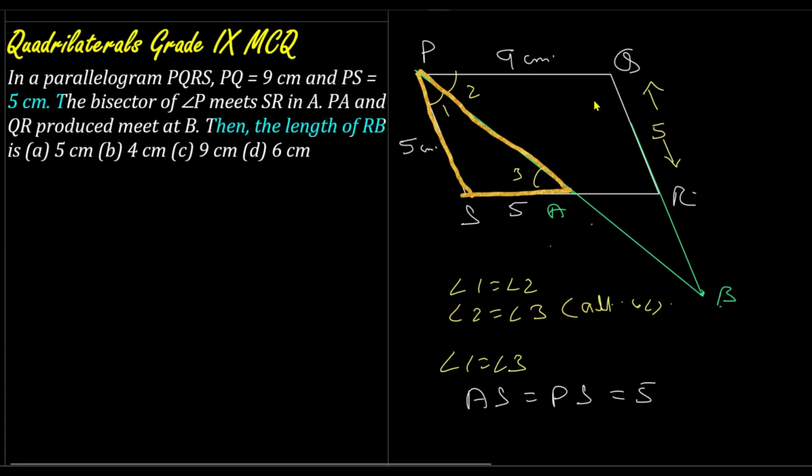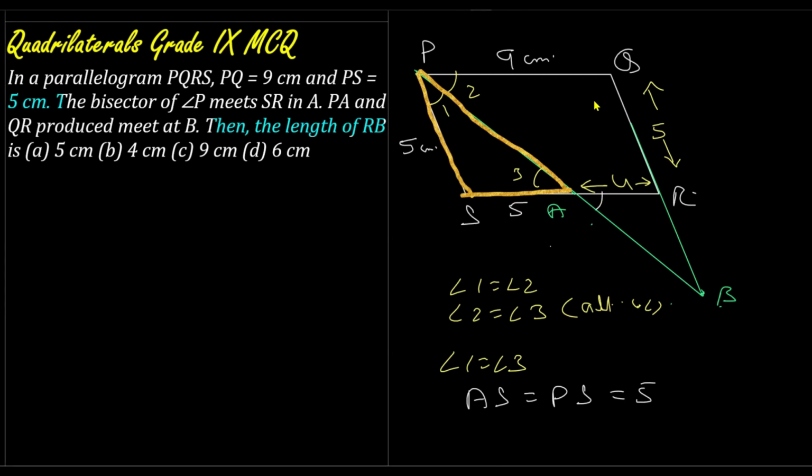Now, as we know that opposite sides of a parallelogram are equal, this length SR must be how much? 9. So if the whole is 9 and SA is 5, it's going to be 4. This will be 4 from here to here. That is AR.